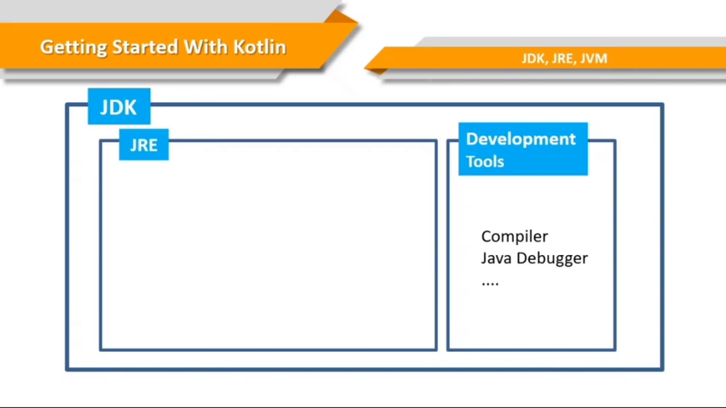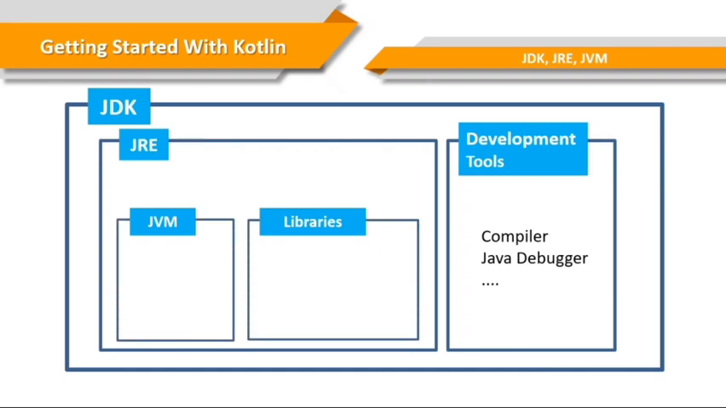Development tools are things like compilers, Java debuggers, and other things that you'll learn. The JRE, or Java Runtime Environment. This is a software package that combines libraries, the Java virtual machine, and other components to run applications written in Java. So the JRE is the runtime portion of Java, and this is all you need to run it in your web browser. It includes Java Virtual Machine, or JVM, and libraries.